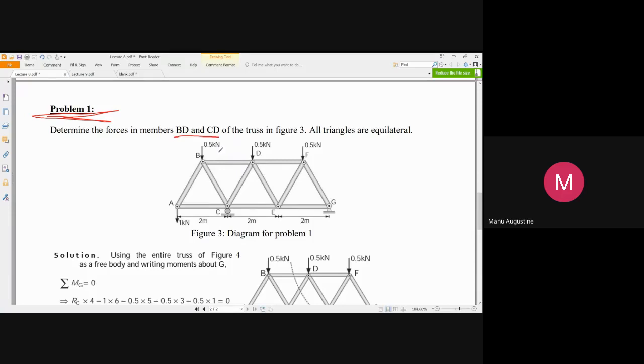Please, anybody start the microphone and give me the answer. The answer should be simple yes or no. Kya is problem ko method of joints se solve kiya ja sakta hai ya nahi?